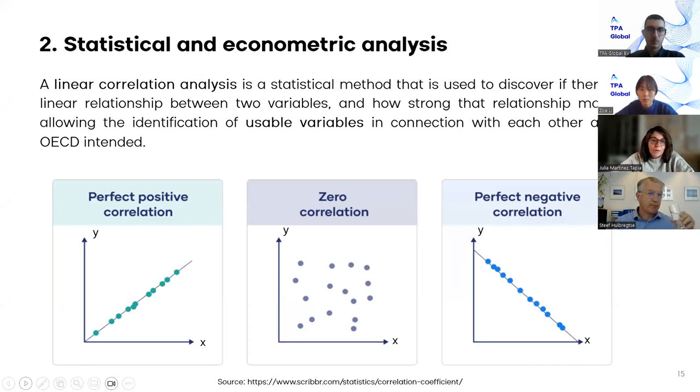The second step was the statistical and econometric analysis. The first part of this analysis is the linear correlation analysis. This is a statistical method, and we use it to discover if there is a linear relationship between two variables and how strong this linear relationship is. And that allows us to identify which factors, which variables could be significant, or we consider preliminarily could be significant in connection to the EBIT as the OECD intended.